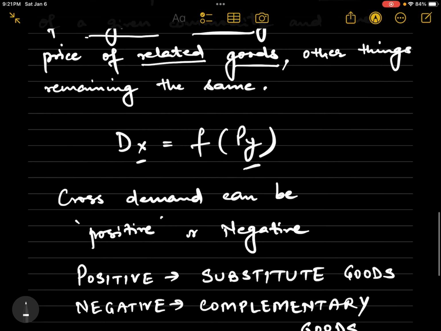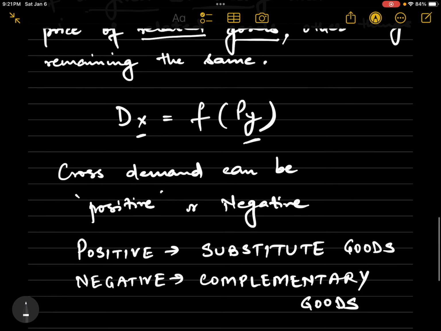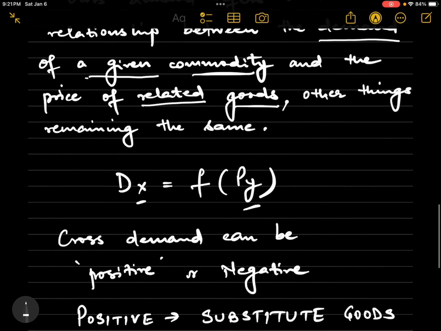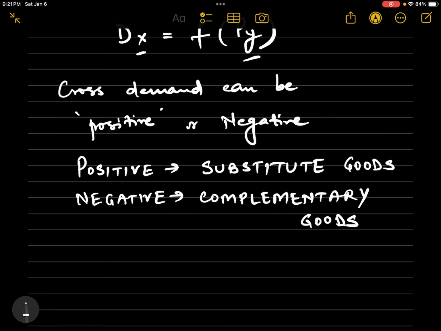And we also learned that it can be positive or negative. Positive in case of substitute goods, which we did here in this diagram, and negative in case of complementary goods. In case of substitute goods, demand for a given commodity varies directly with the price of substitute goods. It is negative in case of complementary goods, as we took in the example of milk and tea. Demand for tea varies inversely with the price of its complementary good, milk.